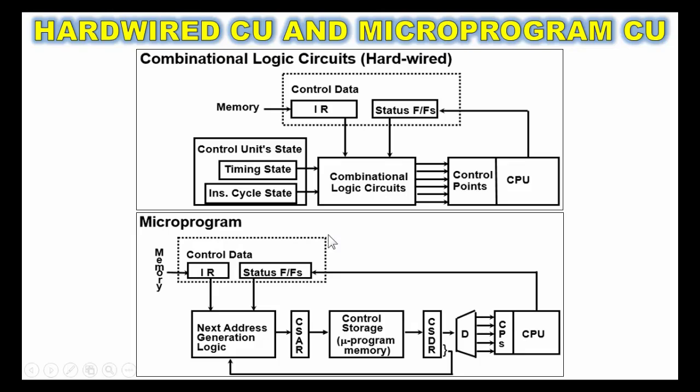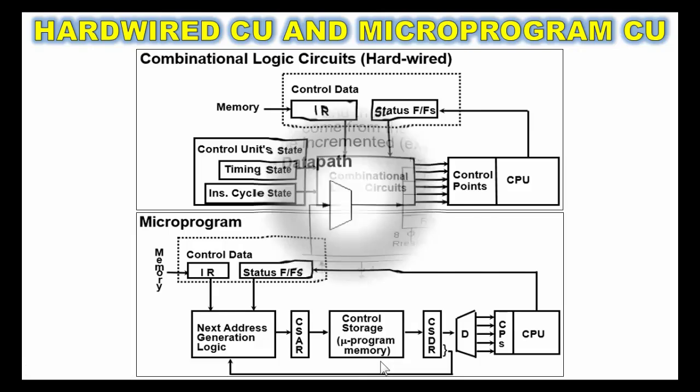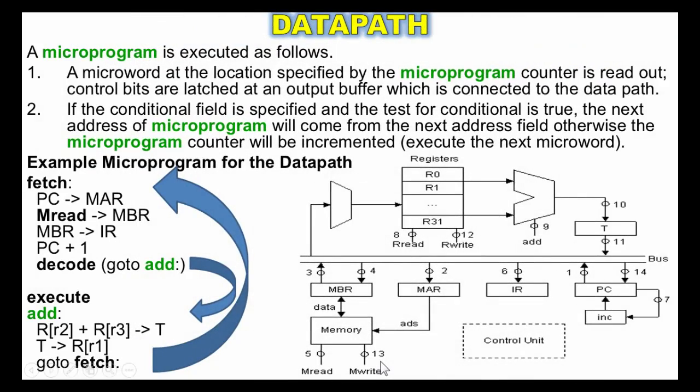On the other hand, the diagram below is an example of a microprogram control unit. The microprogram is stored in a high-speed memory that performs the operation of the data path, or it performs arithmetic operations. Data path. A microprogram is executed as follows.